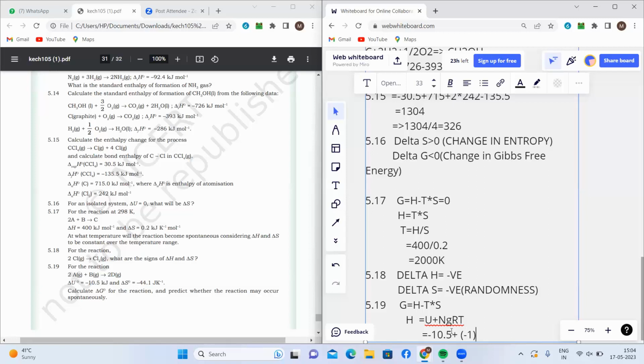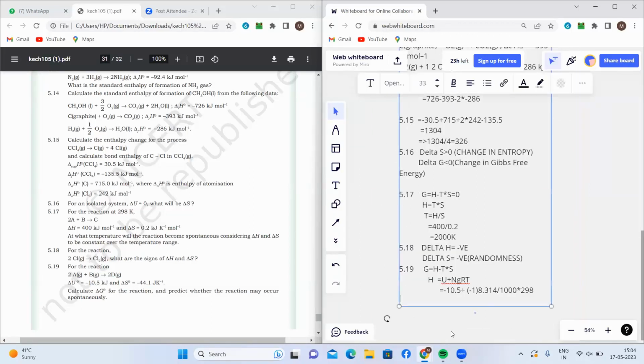We have already known it. 8.314 divided by 1000 because we have to take it in kilojoules and multiplied by temperature. Temperature is given to us as 298 Kelvin. On solving this, we get the value of delta H to be equal to -12.978. Okay. Now we apply the delta G formula, which is equal to H minus TS.